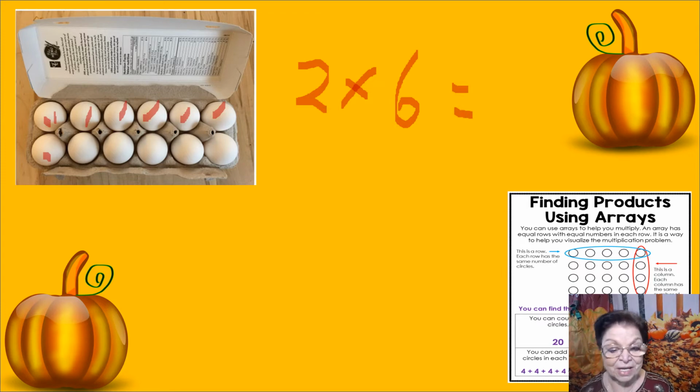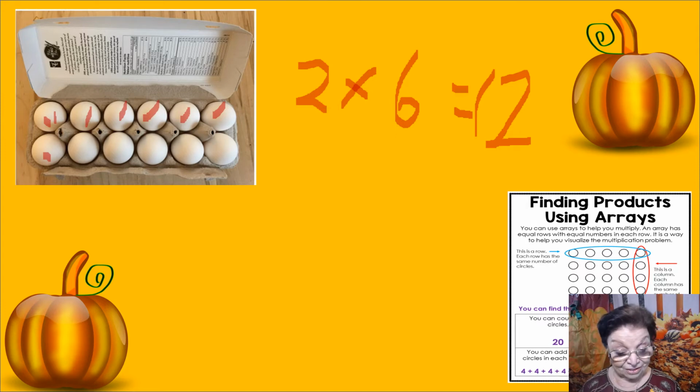Now that we have it organized, we can either count by 2s, or if you just know 2 times 6, or you can count the eggs now that they're organized. I'm going to give you 30 seconds. Can you figure it out before I do? Two times 6 is 12. Good job. What else could be in our house that would have an array?